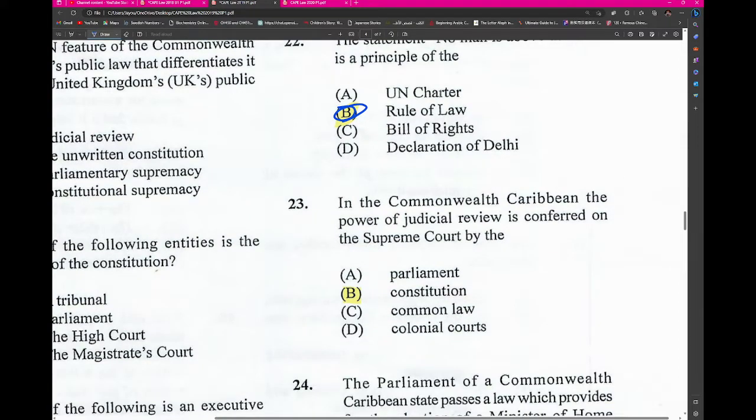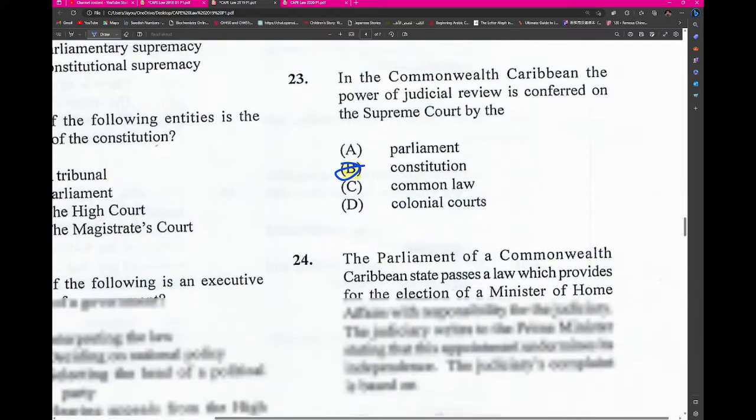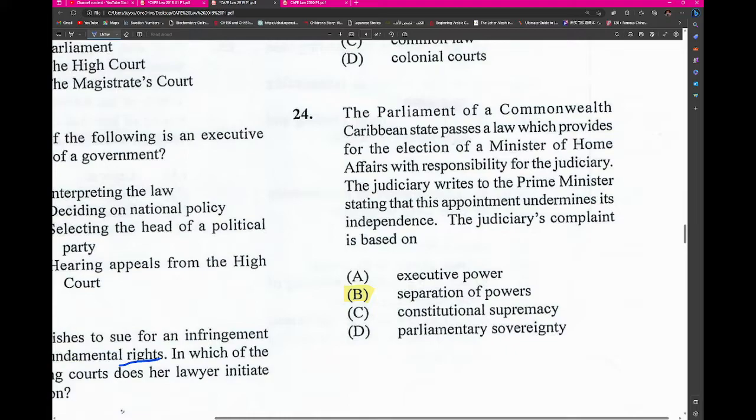In the Commonwealth Caribbean, the power of judicial review is conferred onto the Supreme Court by the Constitution. The Parliament of the Commonwealth Caribbean passes a law that provides the election of the Minister of Home Affairs to be responsible for the judiciary. Minister of Home Affairs, executive, judiciary: legislature, executive and judiciary should not overlap.